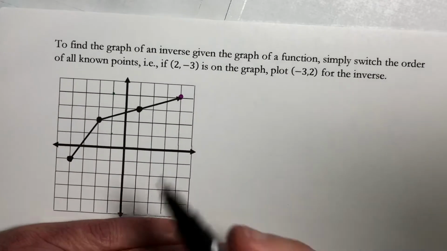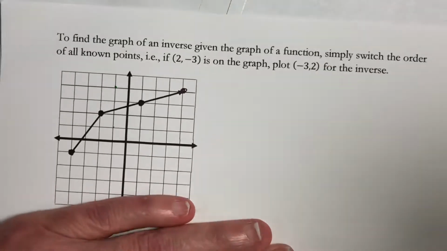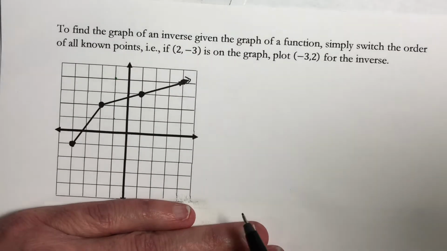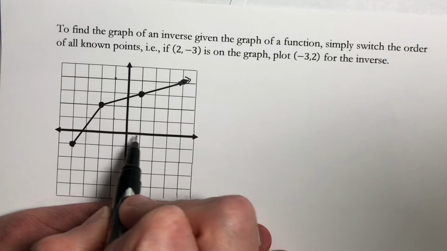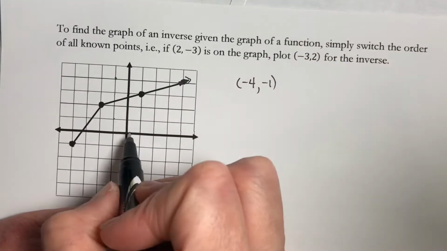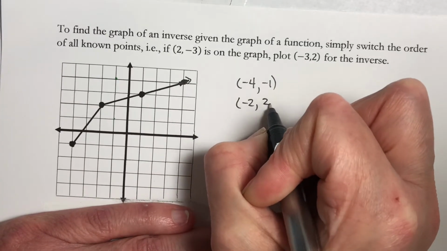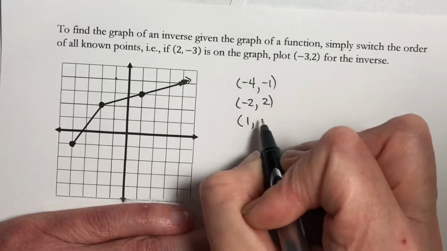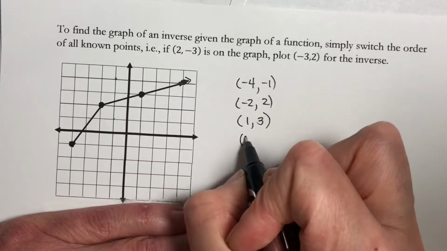So let's say we're given this graph, and let's consider this a point here, even though that's an arrow and I know it extends there, okay? I'm going to consider this a point on the graph for doing this. The first thing I'm going to do is write down all four of these points. Well, this point is -4, -1. This one's -2, 2. This one right here is 1, 3. And then this one would be 4, 4.